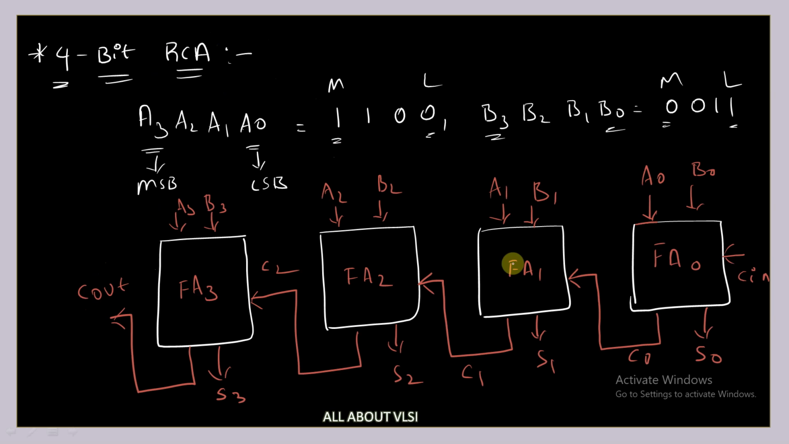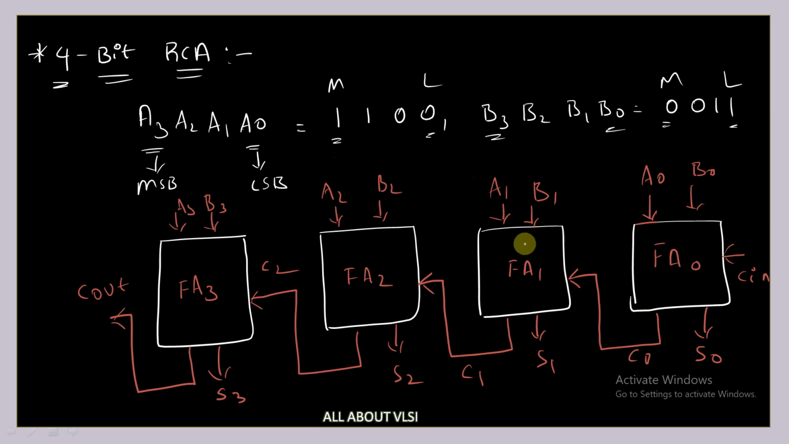Is the ripple carry adder design clear? Are there any disadvantages here? Can you see any drawbacks of this ripple carry adder? Basically, the speed of this ripple carry adder is less. So why, what is the reason?